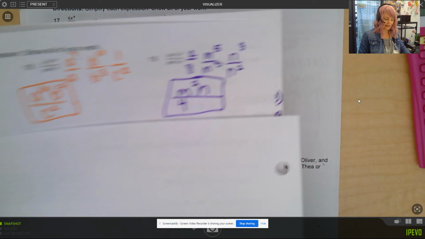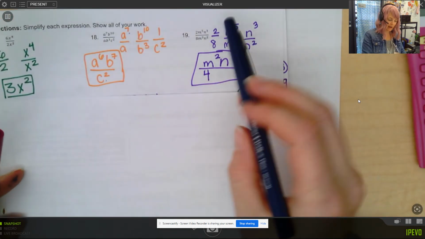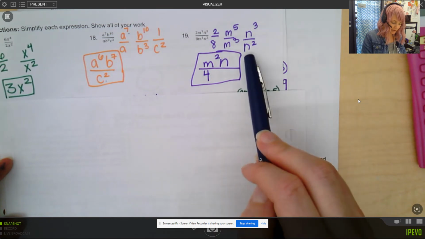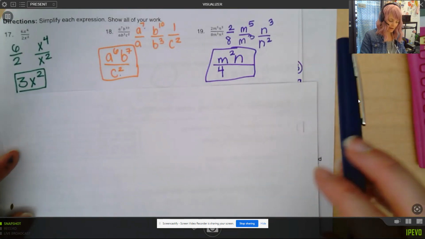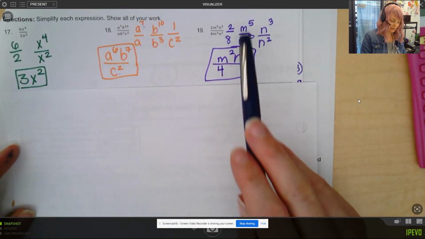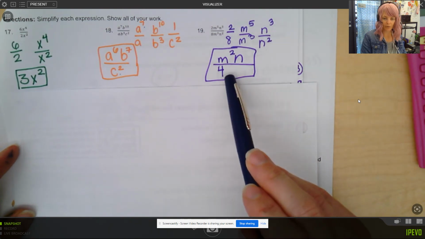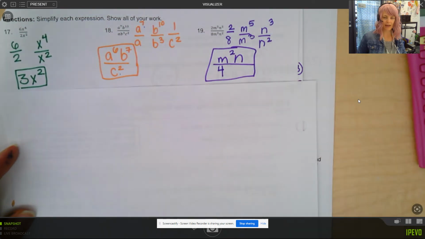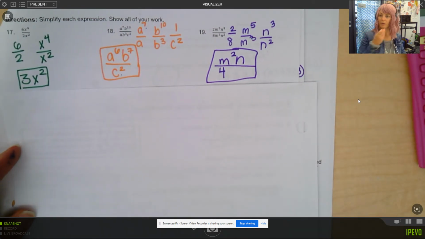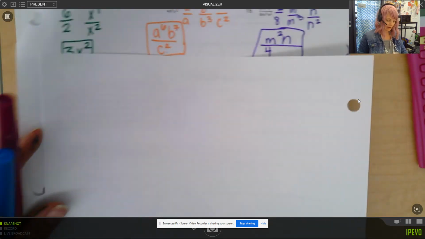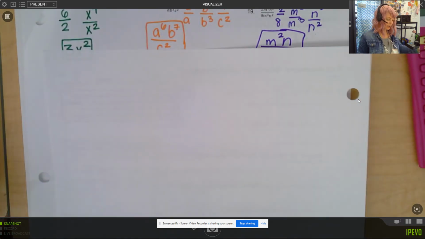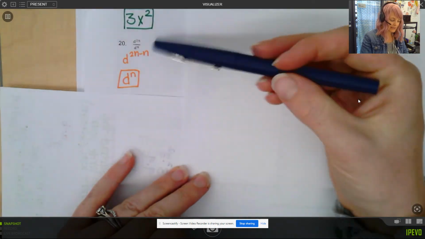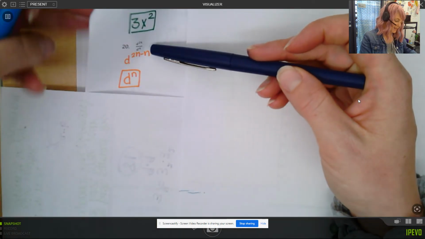So when we are looking at 19, we broke this into fractions. So 2 over 8, m to the 5th over m to the 3rd, n to the 3rd over n to the 2nd. So from here, we have 2/8 is 1/4, so we just have 4 in the denominator. M becomes before n, so m to the 2nd n. M squared n all over 4. Perfect.